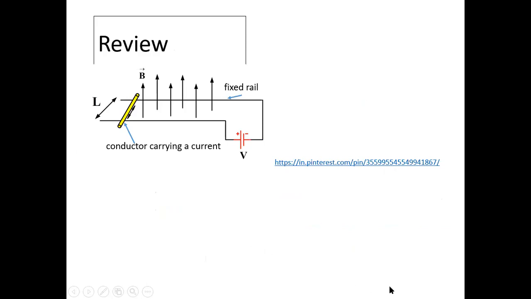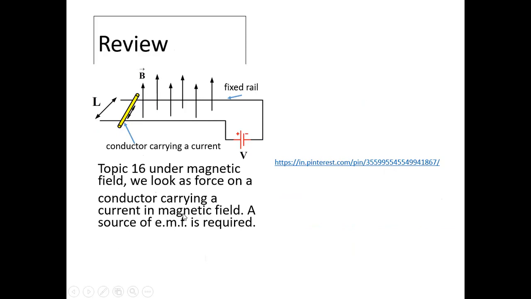Okay, let's just review what we did in chapter 16. We have a conductor that is moving. We have the fixed rail there connected to a battery, and you have the field. So basically, the conductor is horizontal, the field is vertical. So here we look at when we turn on the switch, the current will flow. Where's the direction of the force? Or where's the motion of the conductor?